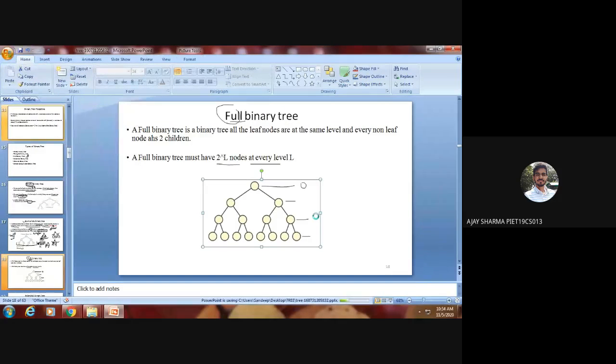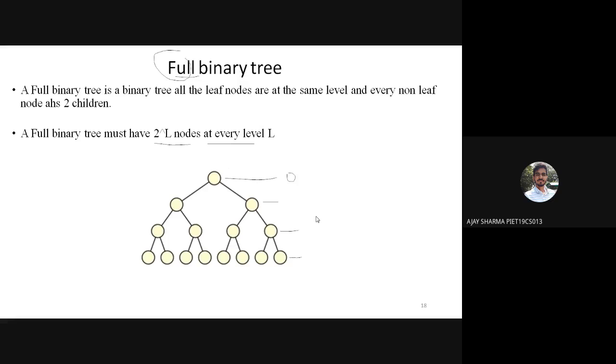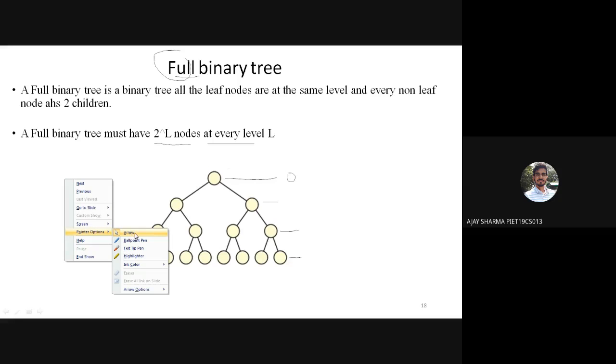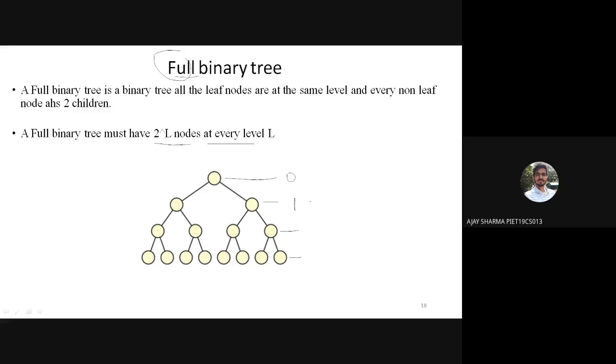Sir, for the first level, we are going to have one node only. For the first level, there must be 2 to the power 0, it means one node only. So for the root we have one node. After the root, we have 2 nodes. Yes, it is 2 to the power 1. Okay, sir.